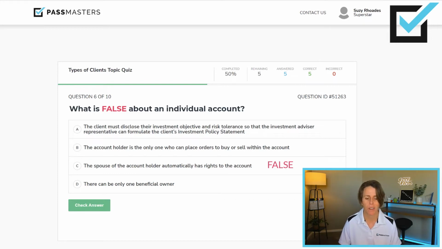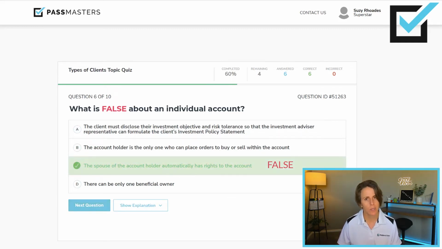No, that's false, but let's check the last one, make sure that it's true. There can be only one beneficial owner. True. So the right answer is the false statement. It feels really awkward sometimes to pick the wrong statement as right, but that's what the question was asking you for, so be careful on the test. The test likes to trick you. I don't want you to be tricked.